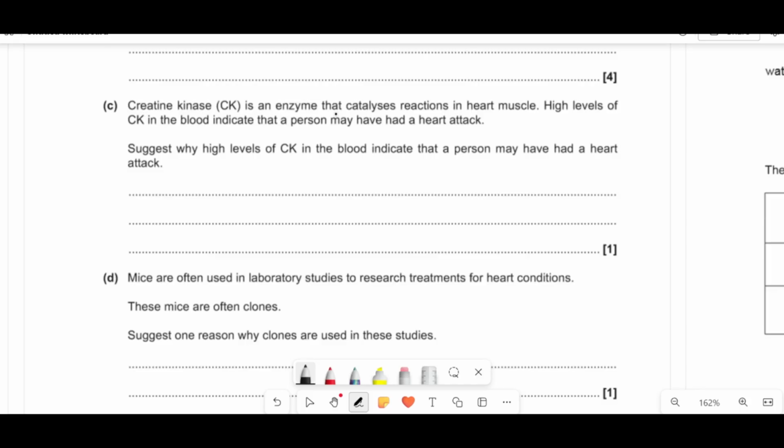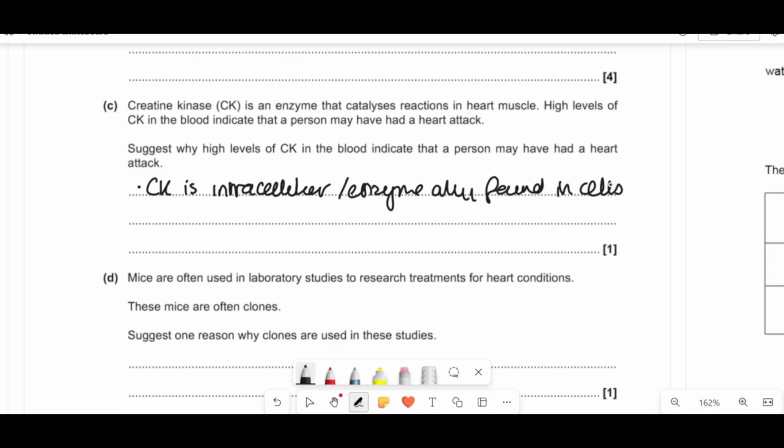So creatine kinase is an enzyme that catalyzes reactions in heart muscles. A high level of creatine kinase in the blood indicates that the person may have had a heart attack. So why do high levels of creatine kinase in the blood indicate that they may have had a heart attack? Well, it's told you in the question that this is an enzyme that catalyzes reactions inside heart muscle. It shouldn't be in the blood. It's inside the muscle. So the idea here is that this is an enzyme that's found in cells, as in the CK is intracellular, or it's an enzyme only found in cells.